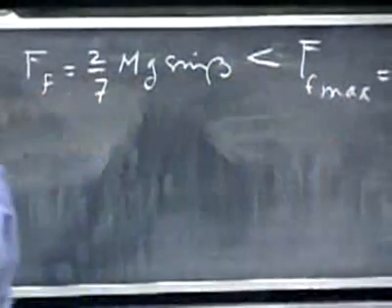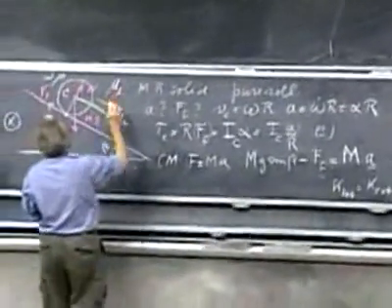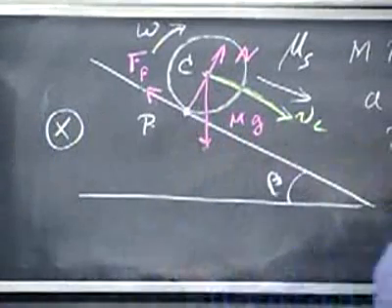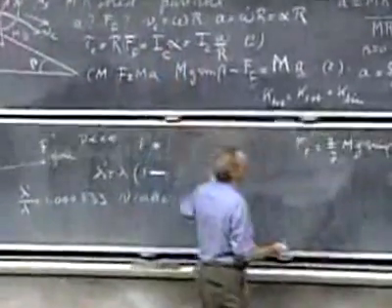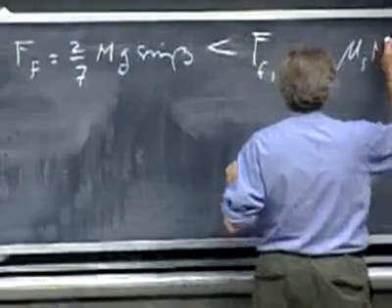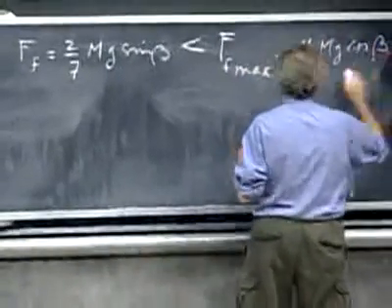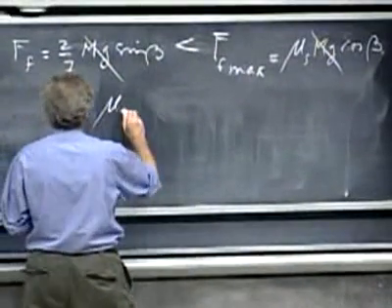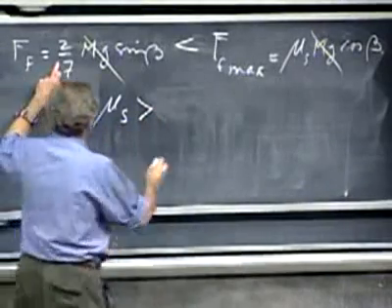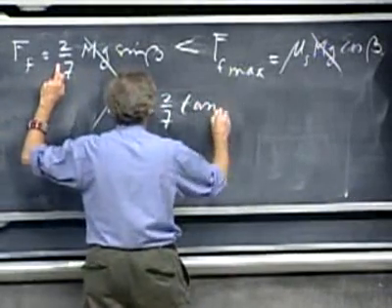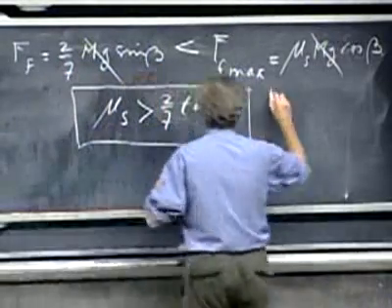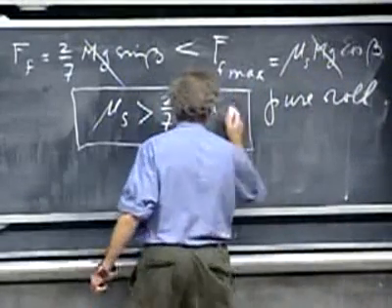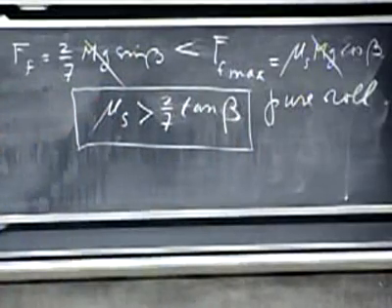But the maximum frictional force is mu s, the static friction coefficient, times this value N. And this value N is mg cosine beta. And so this is mu s times mg cosine beta. I lose my mg, no surprise. And so a necessary condition is that the static friction coefficient must be larger than 2/7 times the tangent of alpha in order to have pure roll. Not alpha. I don't know what is wrong with me. Beta.